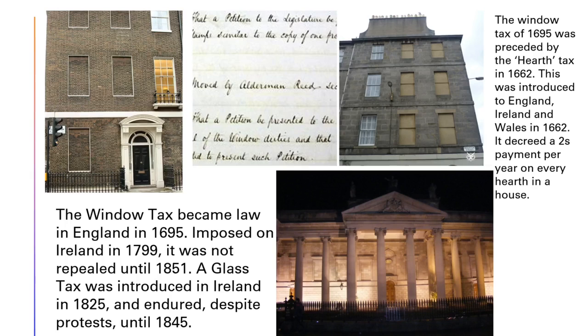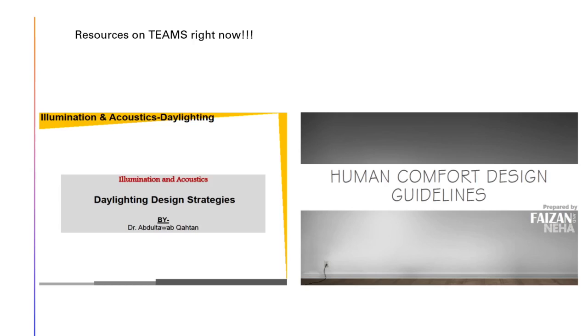But the window tax obviously had a direct impact on human comfort for obvious reasons, by not receiving light, and it's all about the well-being of a person, the human comfort. Obviously, having enough light to carry out tasks inside the building was really important. So, as I said, the resources are on Teams right now. Okay, so illumination, acoustic, daylighting design strategy.